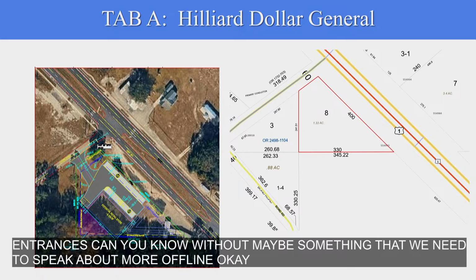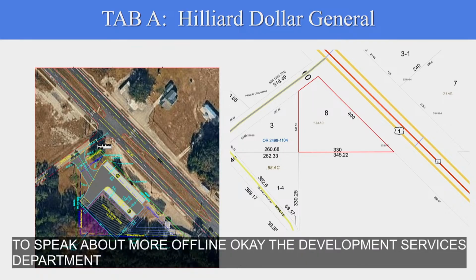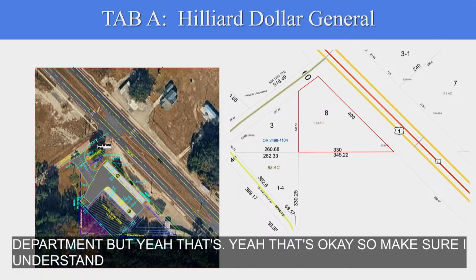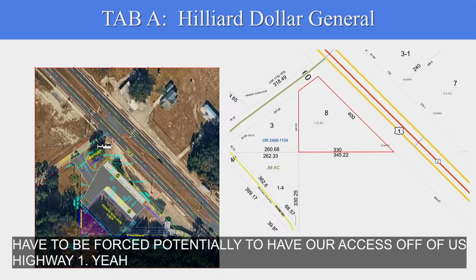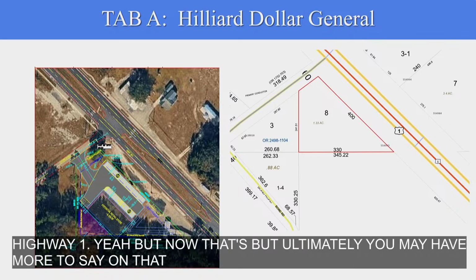With the development services department. So my code, as I understand it, okay, make sure I understand. What you're suggesting is that we'd be forced potentially to have our access off of US Highway 1. Yeah, but ultimately, I think development, you may have more to say on that, Caleb.